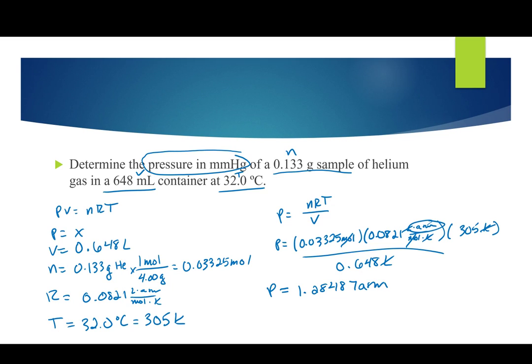This is asking for a pressure in millimeters of mercury, so I will just convert: 1 atmosphere is 760 millimeters of mercury. I get 976.502, 3 sig figs, so 977 millimeters of mercury.